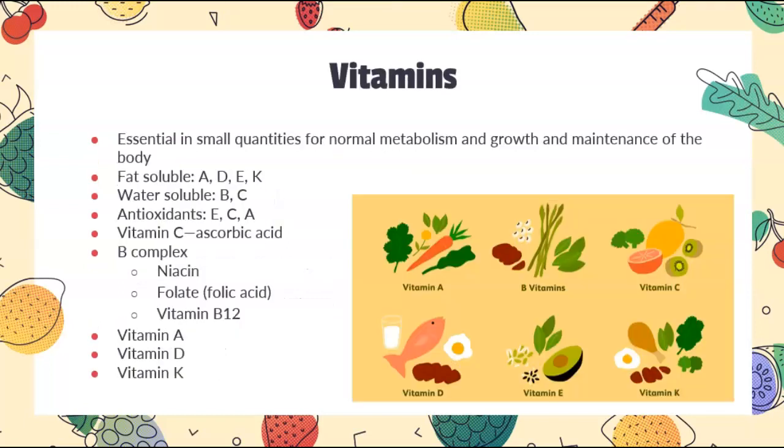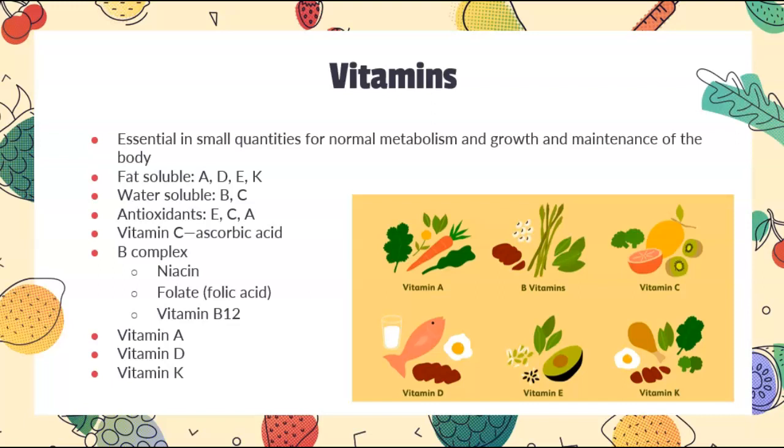Next, we'll move on to vitamins. Vitamins are essential in small quantities for normal metabolism and growth and maintenance of the body. These are also known as micronutrients because a small amount is needed. Vitamins are classified by whether they are soluble in fat or water. Fat-soluble vitamins are A, D, E, and K. These can be stored in the body, similar to fats, and too much can cause toxicity.